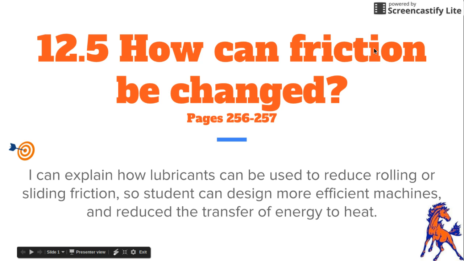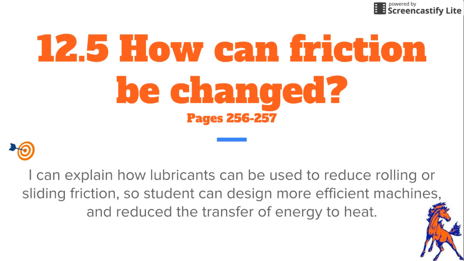Section 12.5, how can friction be changed? Pages 256 through 257. The target of this lesson is that I can explain how lubricants can be used to reduce rolling or sliding friction so that students can design more efficient machines and reduce the transfer of energy to heat.